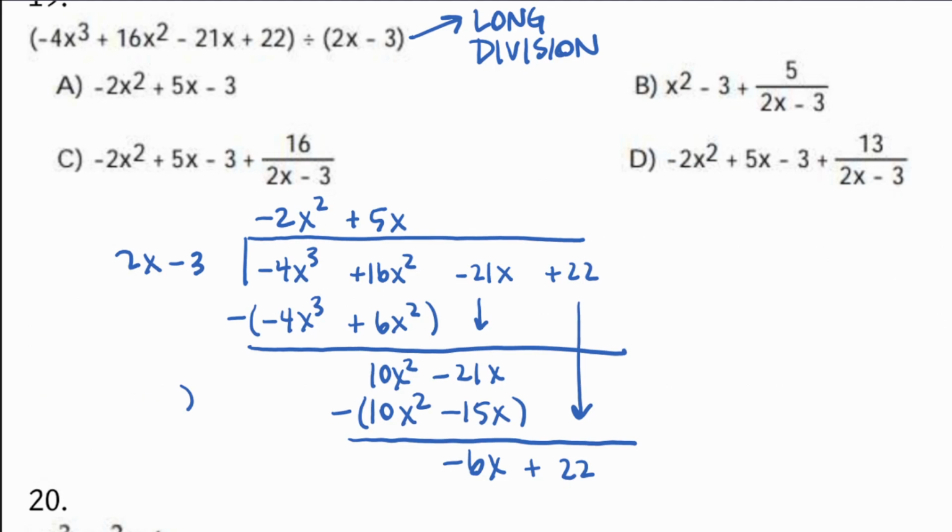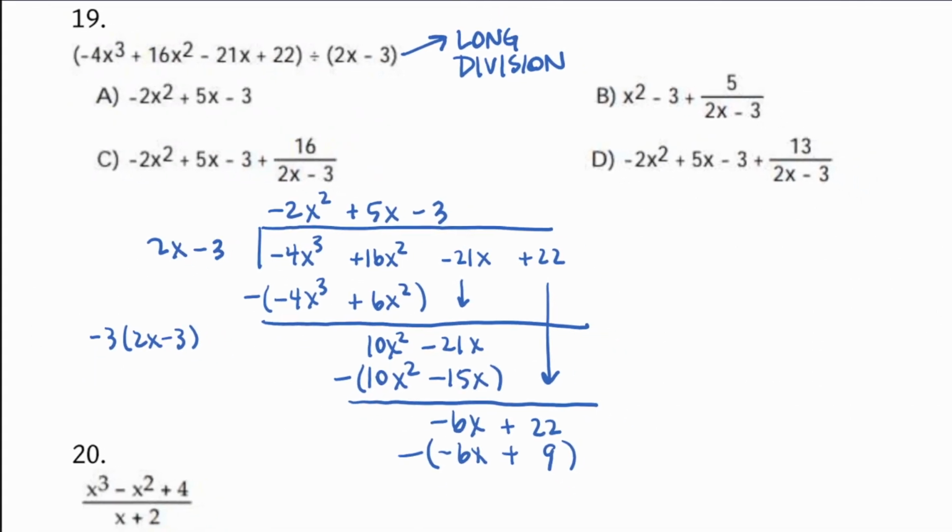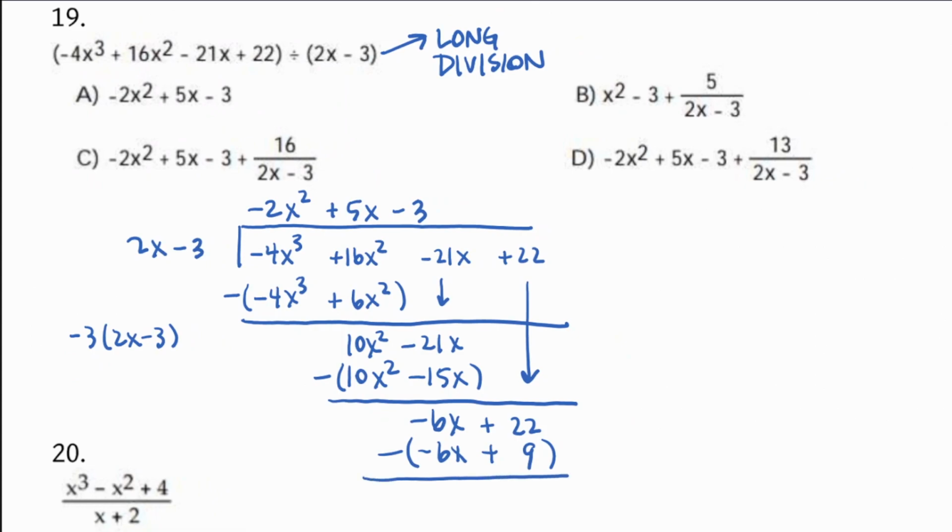Okay. I'm thinking, what do I multiply 2x by to get negative 6x? And that would be negative 3. So negative 3 times 2x minus 3, that's going to be negative 6x plus 9. Okay, and if I subtract this off, I'm going to get my remainder. So I guess there is enough room. And 22 minus 9 is 13.